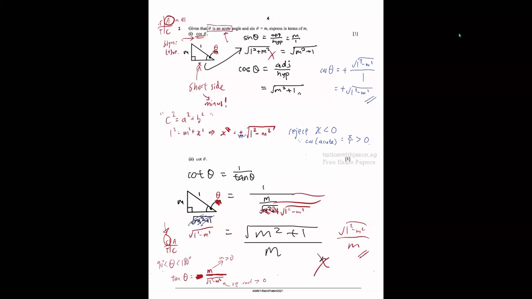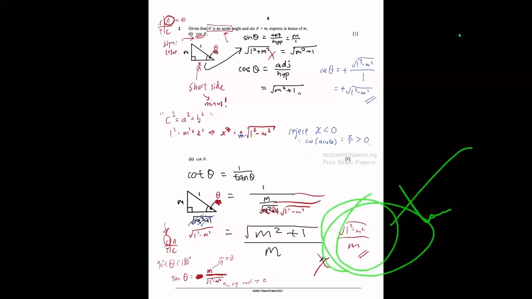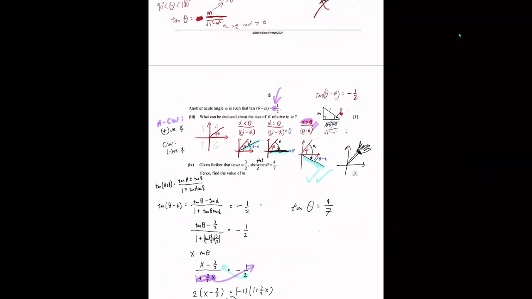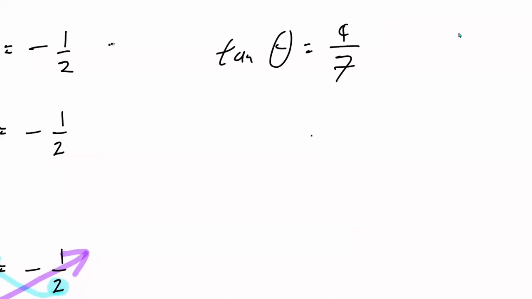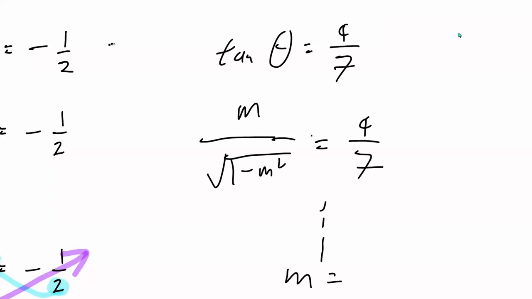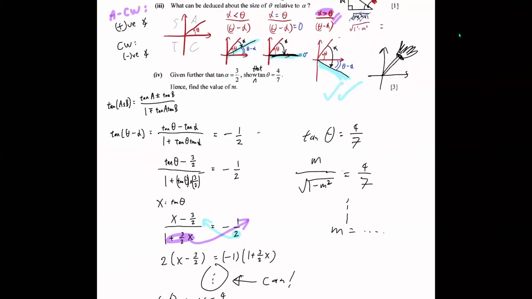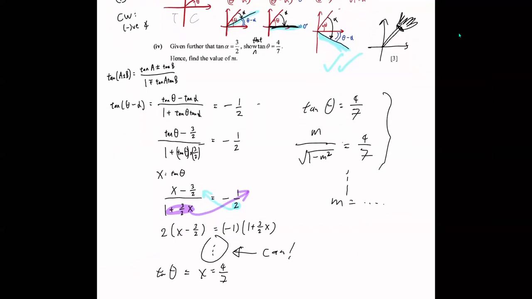Because cotangent is 1/tangent. So that means we can use the answer we got from part 2, this one over here. This is cotangent theta. How do you find tangent? From m over square root 1 minus m squared, cotangent. Very good, exactly. So this is just m over square root 1 minus m squared equals 4/7. Homework, solve for m. But this is the main point. The rest is just algebra. You can do it.